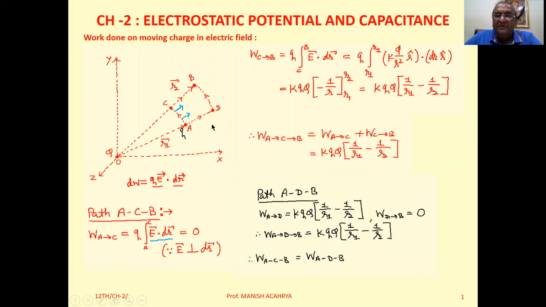So here we can say this thing: the work done on moving charge q in the electric field over a closed path. If we take a closed path, the initial and final positions are the same. So if the initial and final positions are the same, the total work done is 0. Or, stated another way, the integration of the electric field over the closed path is always equal to 0. This is an important result.